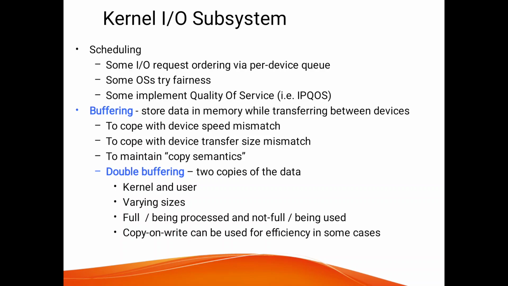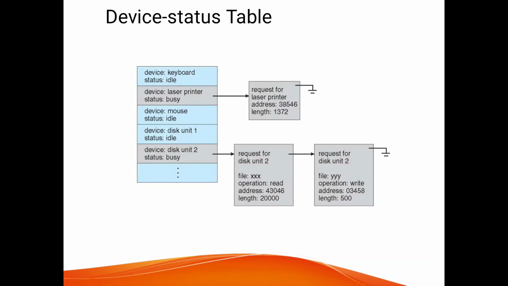In buffering, data is stored in memory while being transferred between devices. In double buffering, there are two copies of data, used for the kernel and the user, of varying size, with one full being processed and one not full being processed. Copy-on-write can be used for efficiency in some cases.